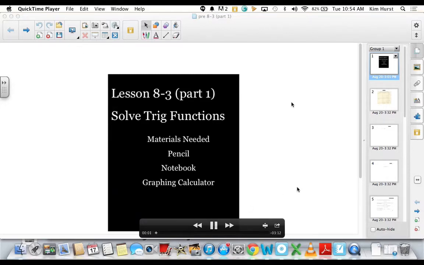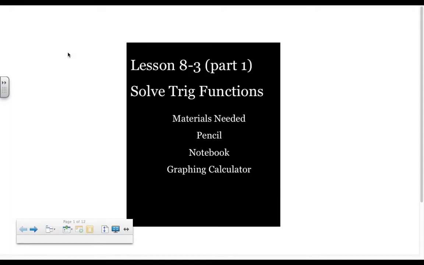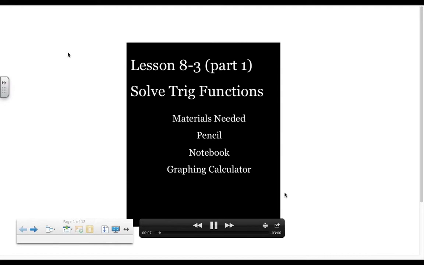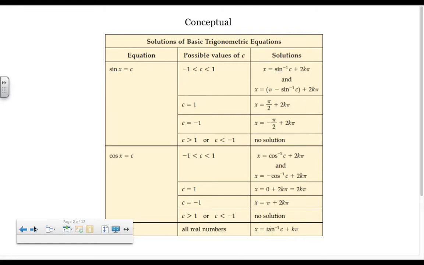So the first thing that you have to do is look at this chart that I have. It will be up in just a moment. Okay, so this chart is super important. I would recommend that you in some way, shape, or form write this down, take a picture of it, something like that. I will not expect you to memorize this. I will definitely give you a copy of this on the test, okay? So this tells us how we can solve trig functions.